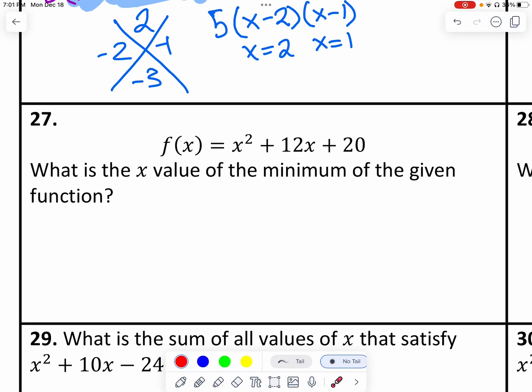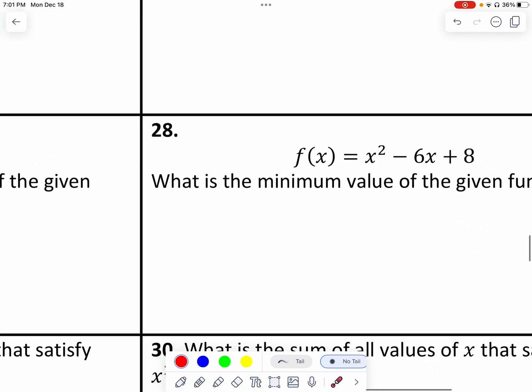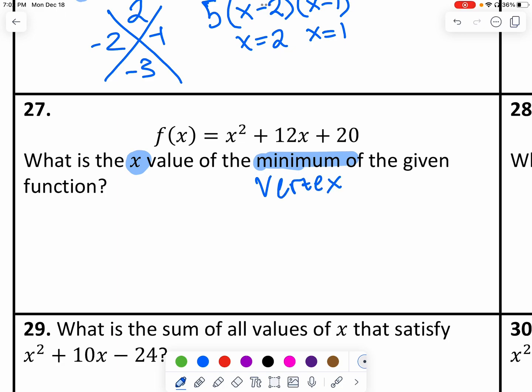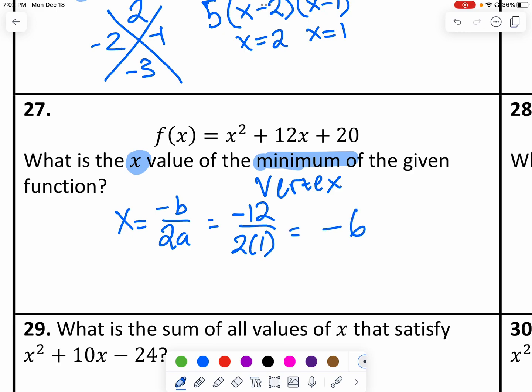Okay, number 27 or number 28, either one. What this is asking for is the x value of the minimum. When it asks me for a minimum, I automatically think vertex. So I've got to find my vertex here. Now, if it's the x value of my vertex, I know that I can use x is equal to negative b over 2a. So I will have negative 12 all over 2 times 1, because that's what my a is. So I will have negative 6. x equals negative 6. You're done.